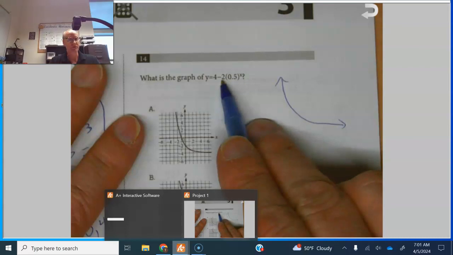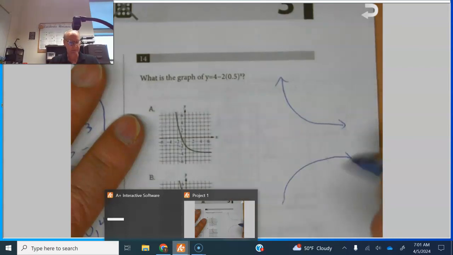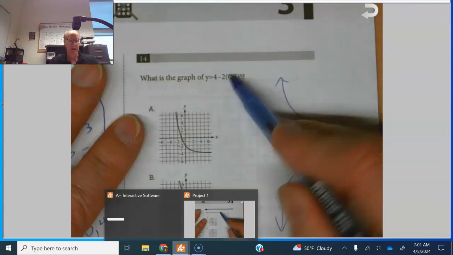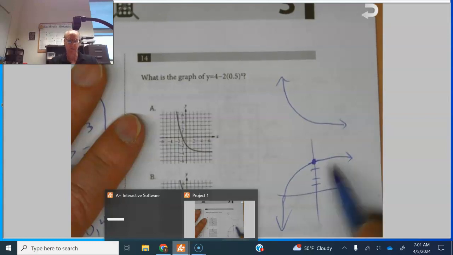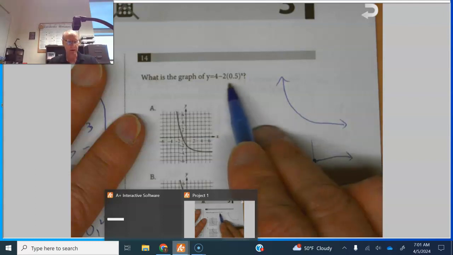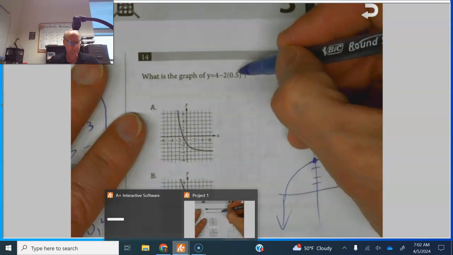But this negative 2 turns it over, which means that it's going to end up looking more like this. And the 4 means that it's going to go through 0, 4. Now, I'm going to look for that 0, 4, because if... actually it's not. I'm sorry, my bad.